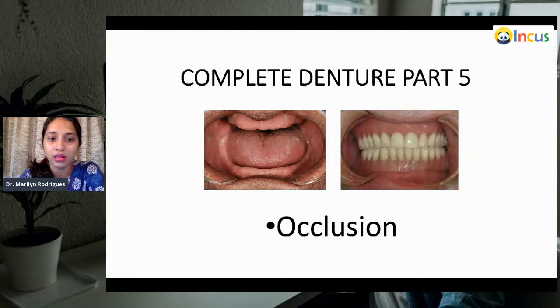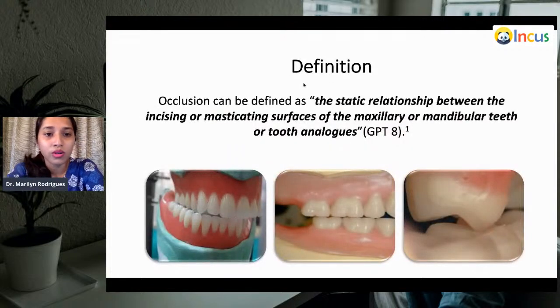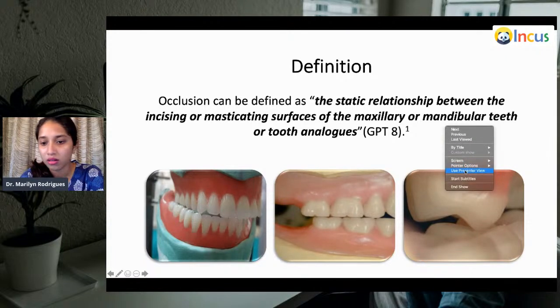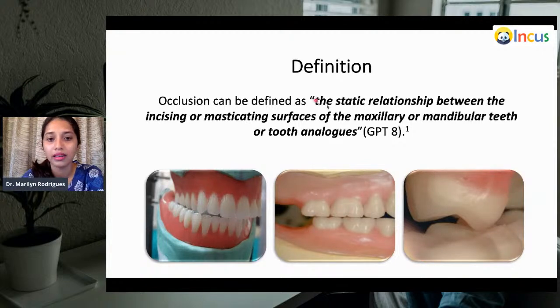So let's get started. Occlusion can be defined as the static relationship between the incising or masticating surfaces of the maxillary or mandibular teeth or tooth analogs. To be noted that occlusion is a static relationship, okay? It is a static relationship and not a dynamic one, okay? It is a static relationship.